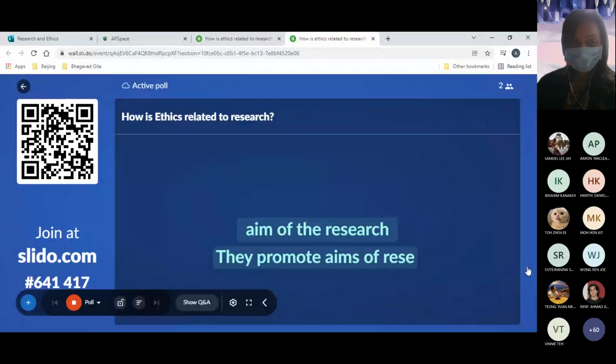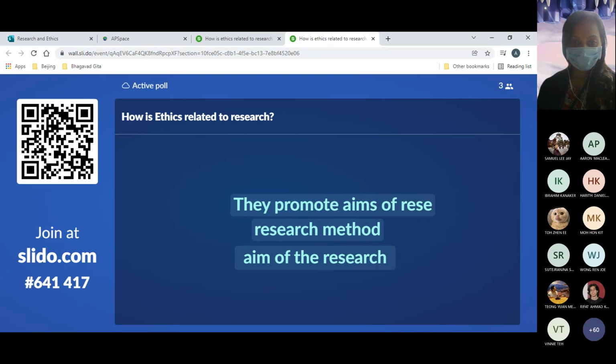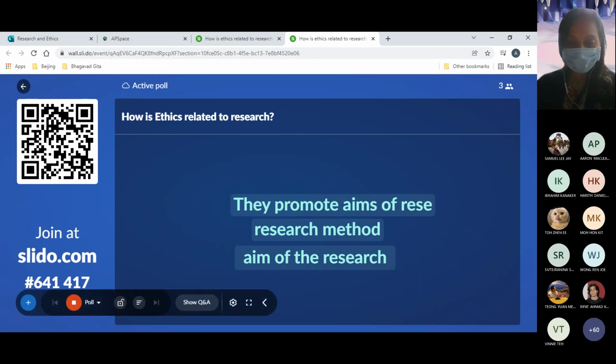Yeah, some of you have started responding. Aim of the research. How is ethics related to research? Aim of the research. Okay. They promote aims for research. Okay. When we say ethics, how do we ensure that we are ethical when we do research? Try to go along that line. How do we ensure that we are ethical when we do research?